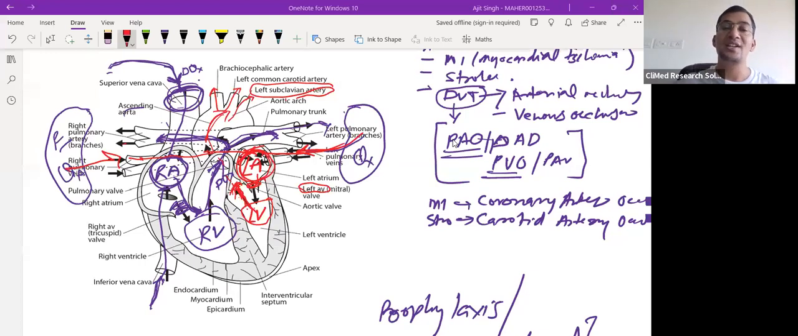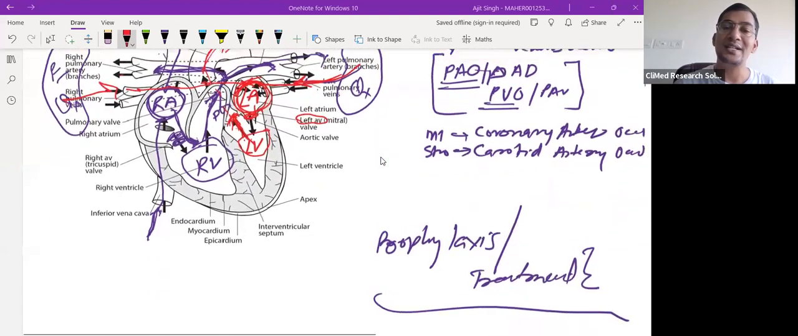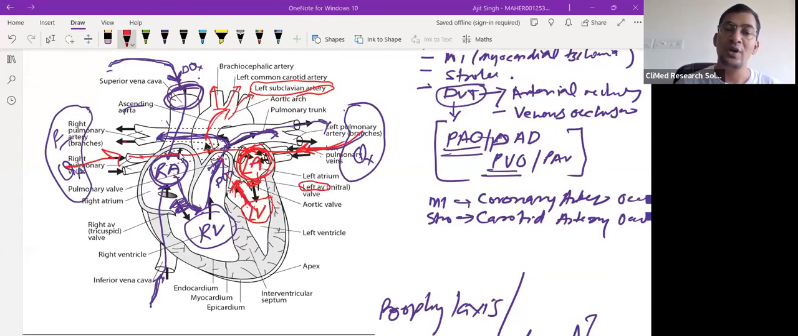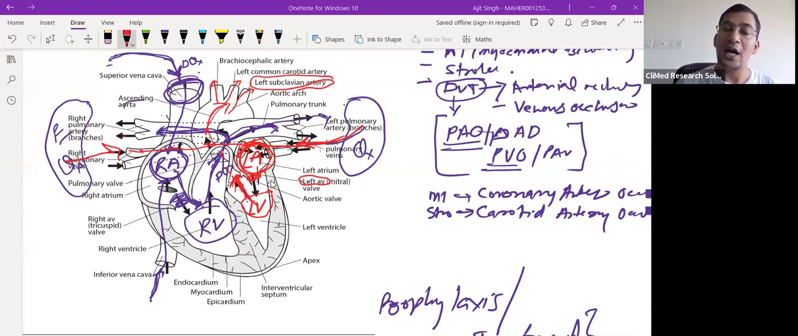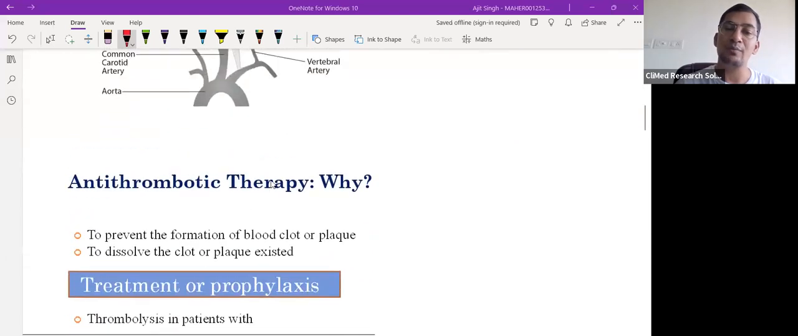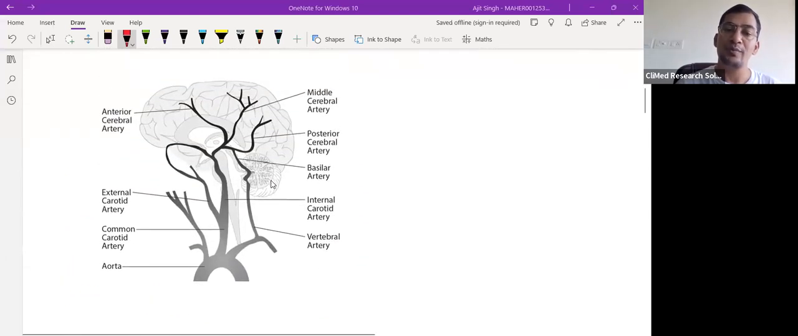Upper limbs means your hands, your shoulder. Yes, it is. Okay, and so this is the usual blood flow in your coronary arteries and heart. This is the usual blood flow in your heart, right? Now let's talk about coronary blood flow.